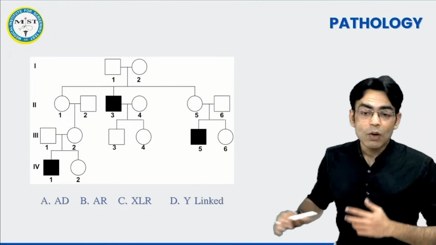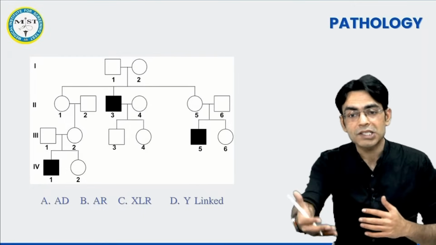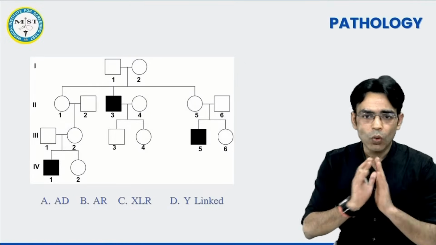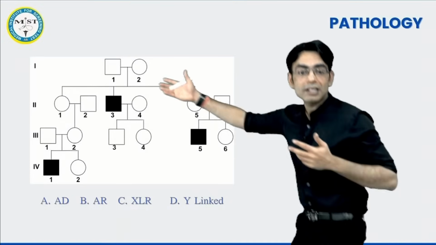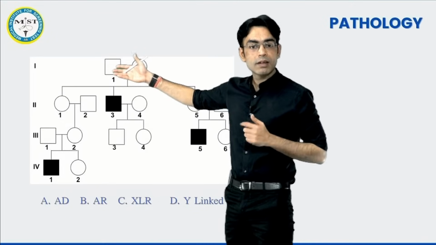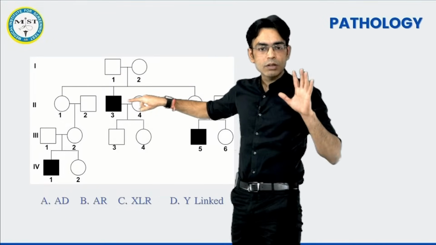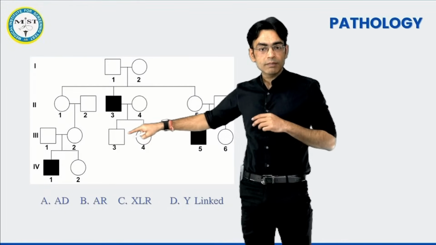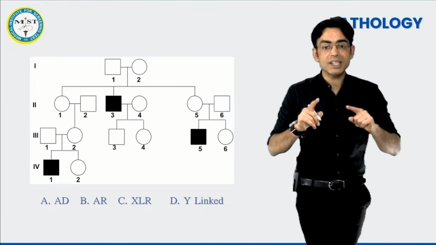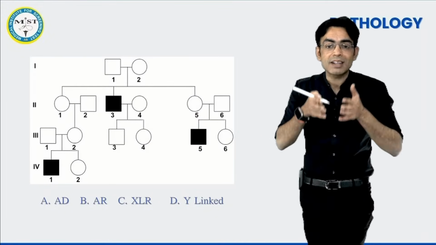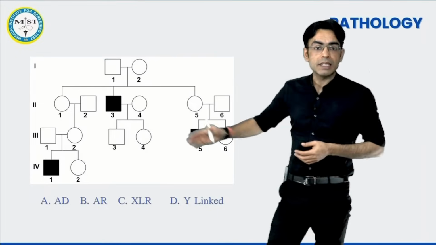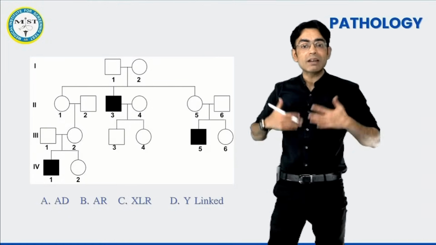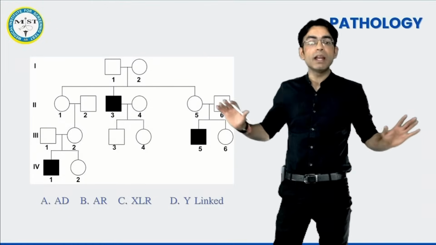Okay, but how will this be Y-linked? In Y-linked, the father is transferring the disease, right? So only males will be affected in that. Okay, I understood that. But where is the father affected here? Only male got the disease, understood. But is the father affected? Did this father send the disease further? No. So whenever you are saying Y-linked, you have to see the transmission of disease from male to male. Here all the males are affected in this pedigree, that's okay. But it is not showing male to male transmission.